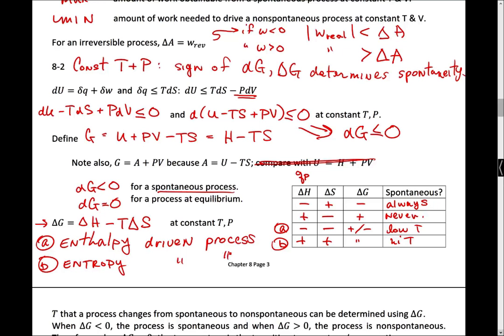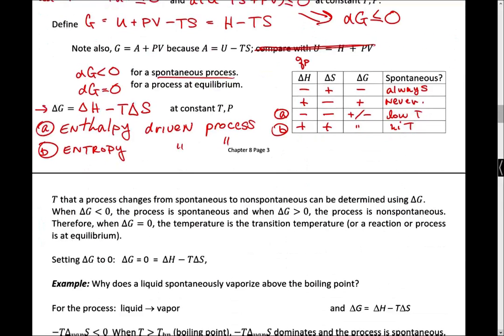Right, does that make sense? All right. Now we don't label this as entropy-driven or enthalpy-driven because it's both. Right? I don't need to distinguish. It's always spontaneous. This one's never spontaneous. This one, it's mixed. And the first one is enthalpy-driven because that's what determines the spontaneity. And the other's entropy-driven. Okay?